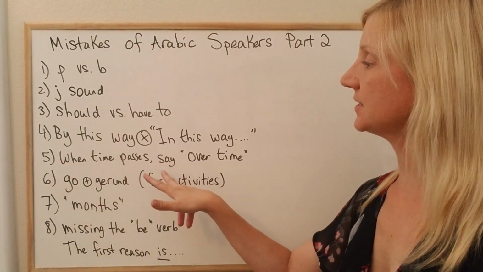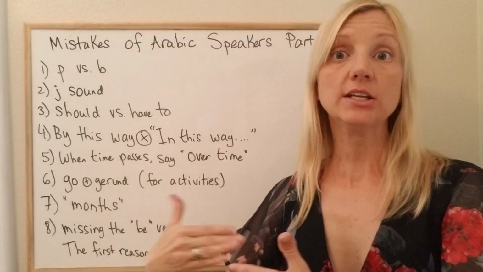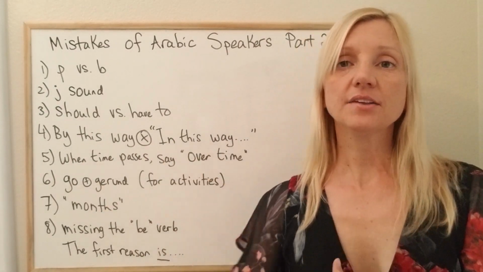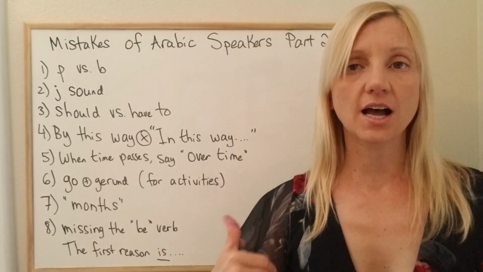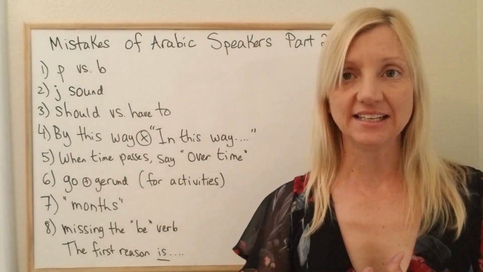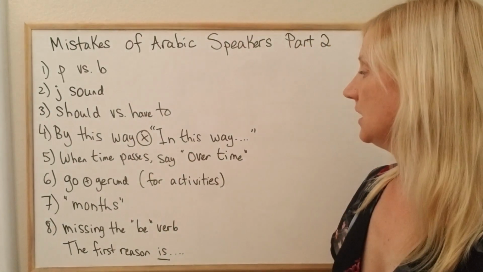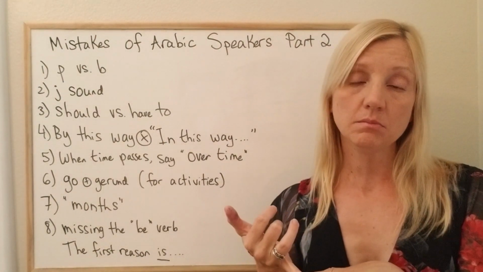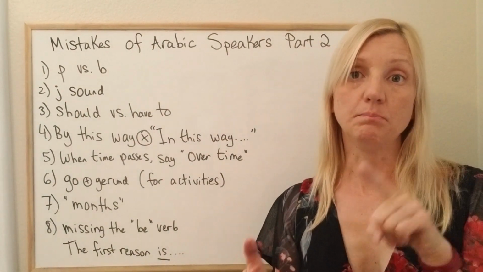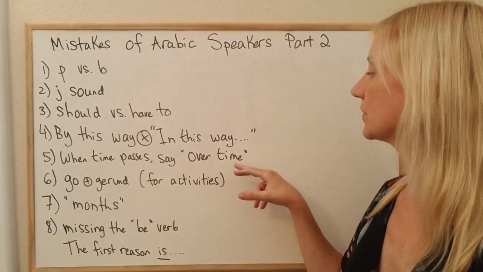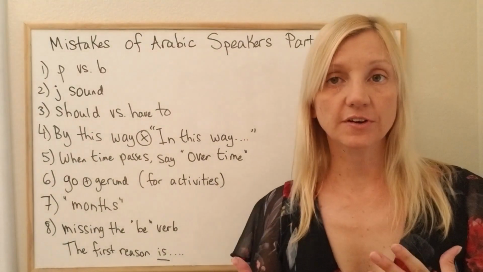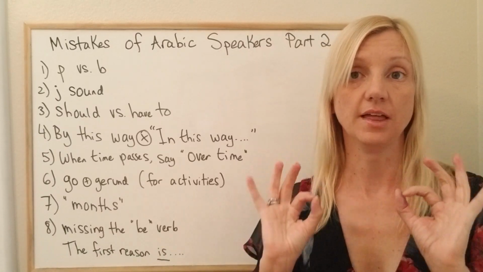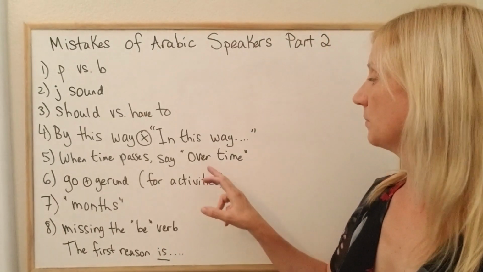Now, when time passes and something changes, Americans say over time. I studied very hard, and over time, I became fluent in English. And the mistake that Arabic students make is they either say with time or they say by time. But we say over time. He worked very hard, and over time, he got his medical license. That's the correct way, okay? So remember, over time.